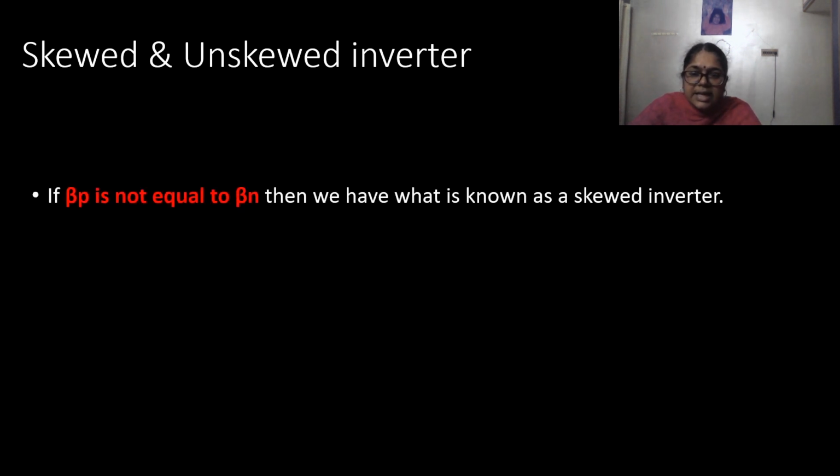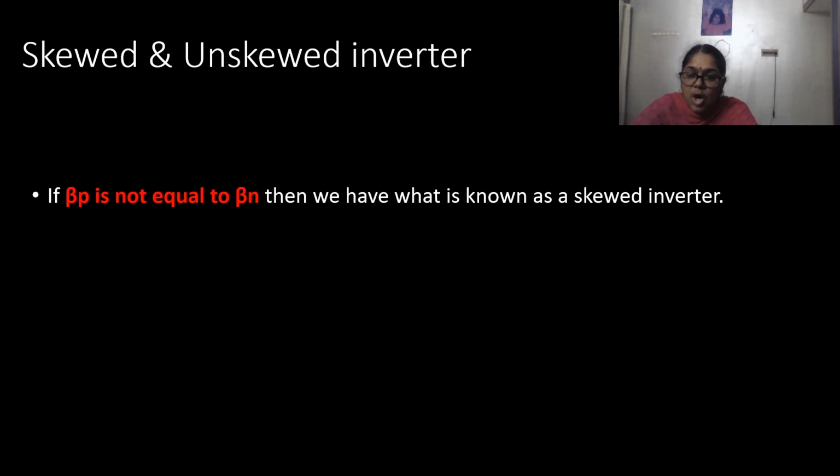But now consider the case where beta P is not equal to beta N. In this case we call it a skewed inverter circuit. When beta P was equal to beta N, it was an unskewed inverter. That is, the ratio beta P by beta N is equal to 1. It was an unskewed inverter.